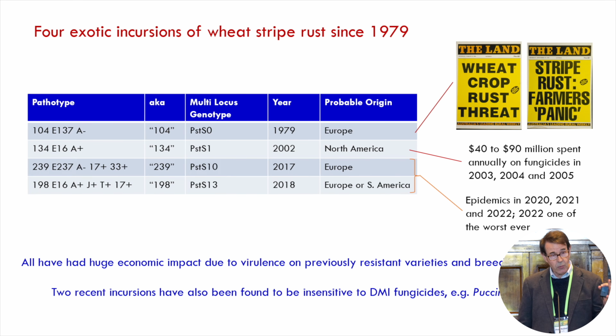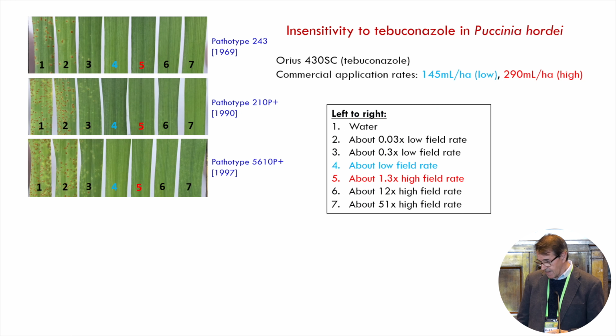The other thing is we always look at virulence, and yes, this thing can attack a previously resistant variety or plant, but what we're also finding is these incursions are bringing in other traits. So we've detected probably the first 2 confirmed cases of fungicide insensitivity in a rust, and both of them are incursions. So these incursions are not just bringing in new virulence, they're bringing in traits like fungicide insensitivity as well.